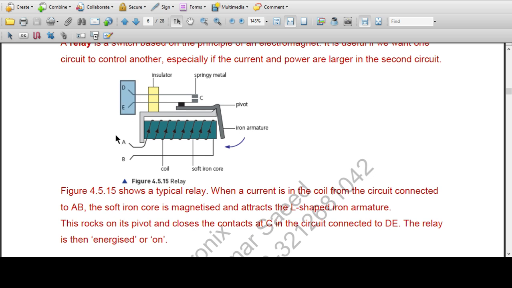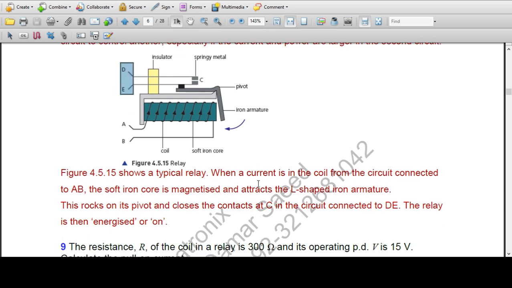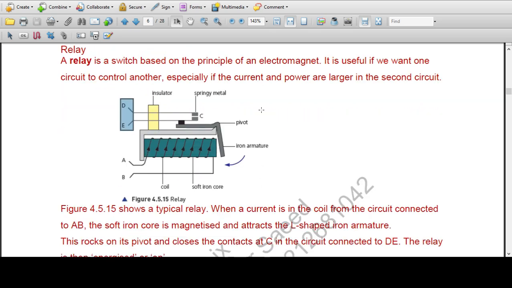Second circuit, this is the first circuit as discussed here, and it makes a circuit for the second circuit. So here a small current is provided to this coil, and as a result of this magnetic effect, this contact will close. It will push here, and as a result it moves up because of this pivot point, and this contact closes and this circuit becomes energized. So this is the way a relay is used in a circuit.